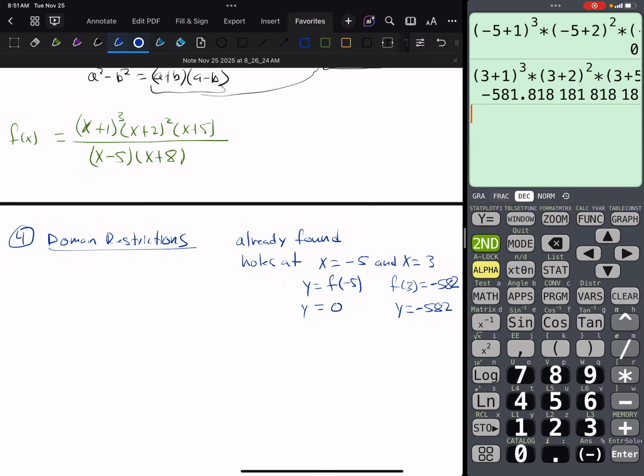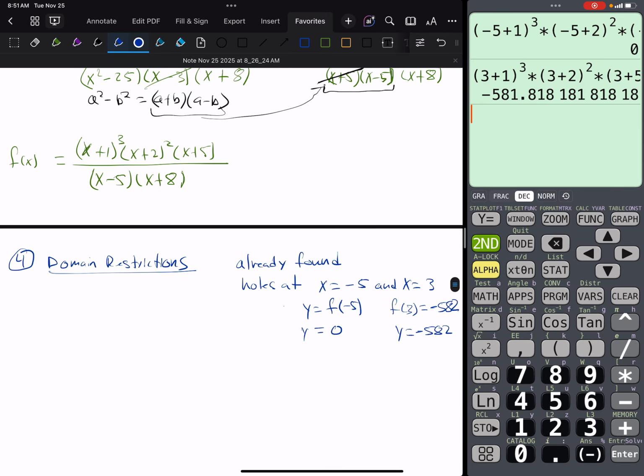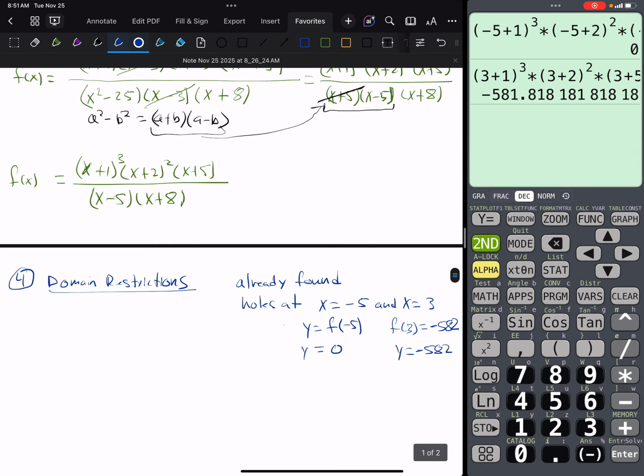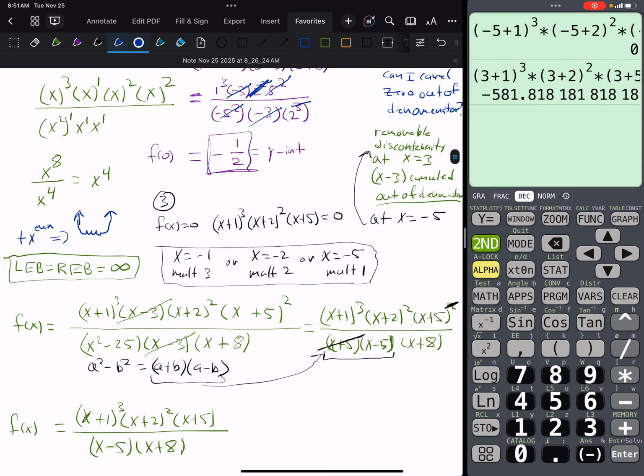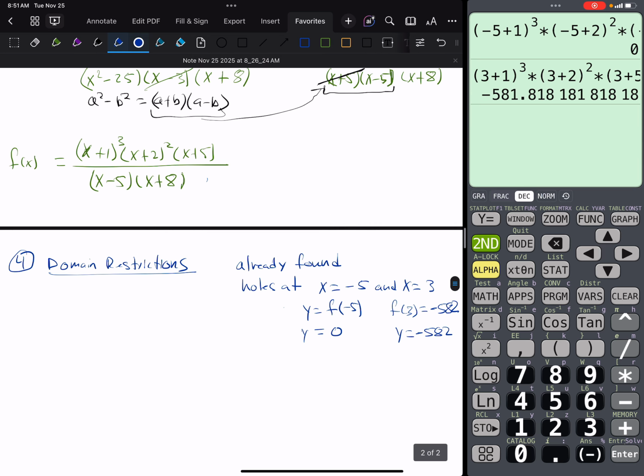All right. Well, those are the coordinates for the two holes in our graph. There are two other discontinuities. The last two discontinuities we find by taking the denominator of our simplified version of our function, setting it equal to 0, because those are the non-removable discontinuities. These two discontinuities, they canceled out before we got to our simplified.